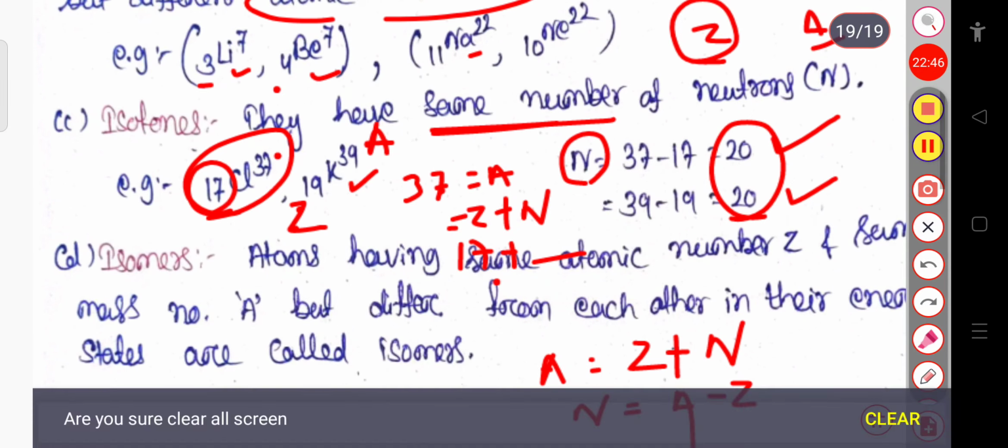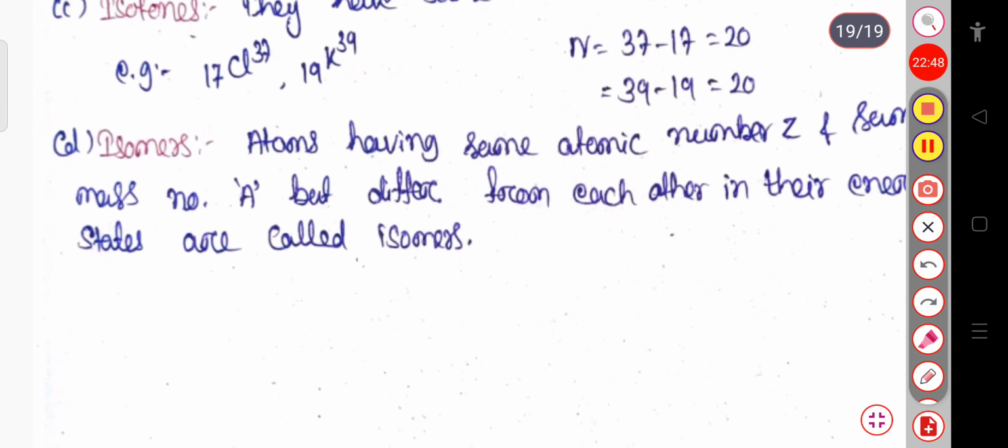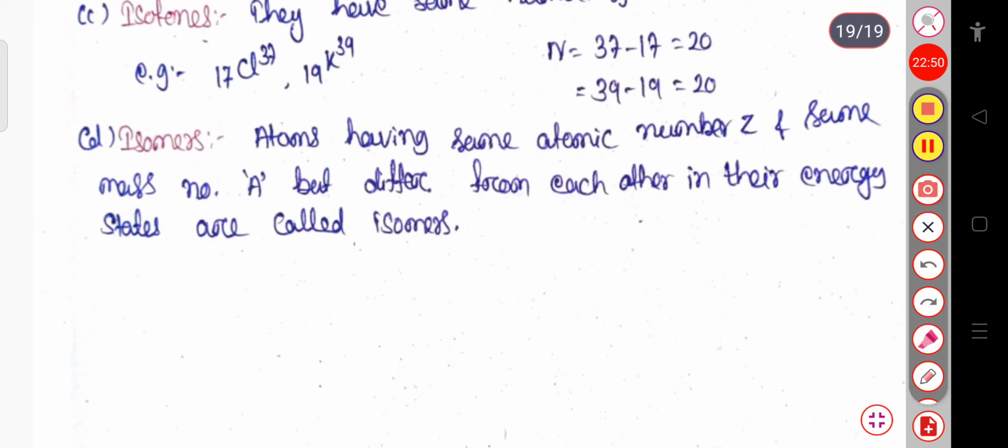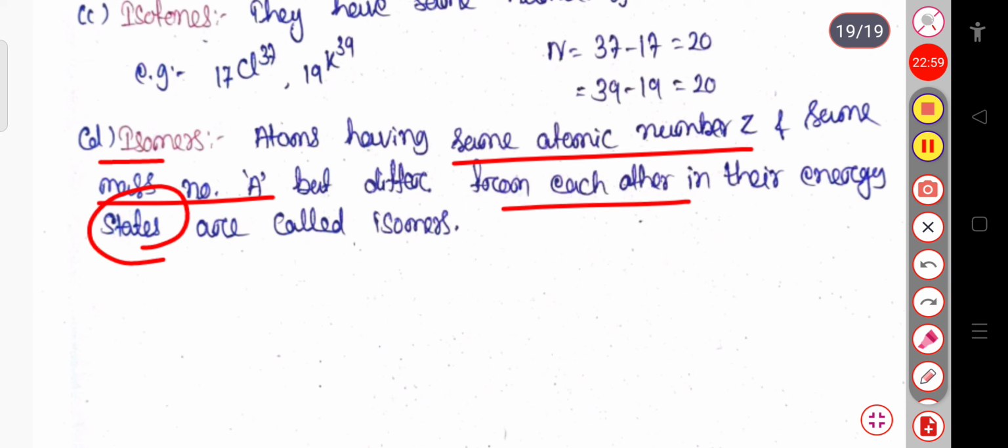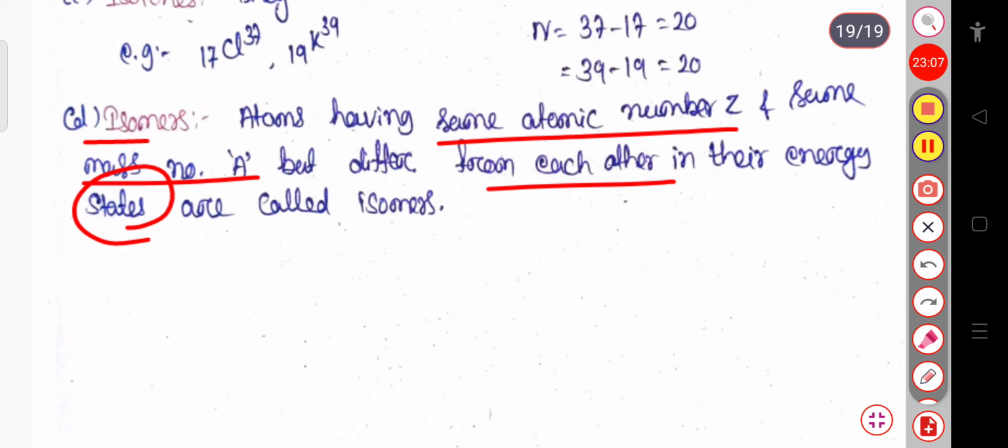Okay, now let us see the isomers. In the case of isomers, they have the same atomic number and same mass number, but they differ from each other in their energy states, and they are called isomers. So in this case, the Z value is the same and the A value is the same, but they differ from each other in their energy state. So these are called isomers.